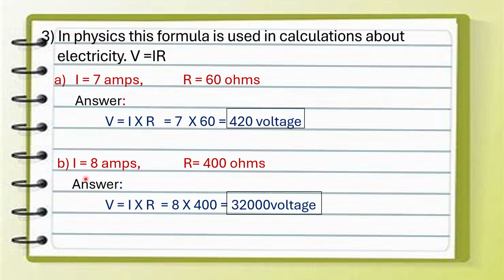B sum is I equals 8 amps, R equals 400 ohms. So what is the formula? V equals I into R. So we should substitute the values. So I is 8, R is 400. So 8 into 400. 8 fours are 32. So how many zeros are there? Two zeros are there. Just add these two zeros to the end of this number. So the final answer is 32,000 volts.